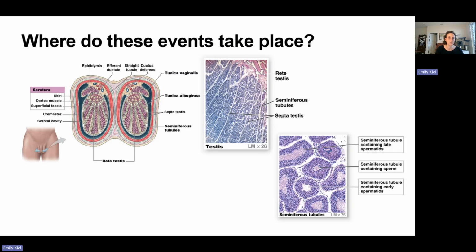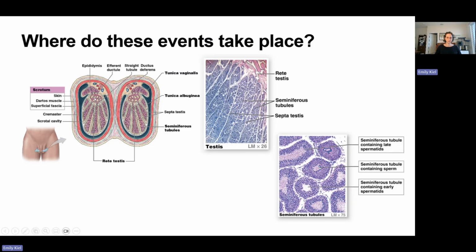And then they will move into the efferent ductules. So rete testis, efferent ductules, and then into the epididymis. So here is that epididymis curled up, and then from the epididymis, that's where they're going to move through that ductus deferens. We're seeing the layers of the scrotum with the skin, the dartos muscle, and some of that superficial fascia. We have the cremaster muscle here. There is a scrotal cavity between them. And then also, again, we're pointing out the rete testis.